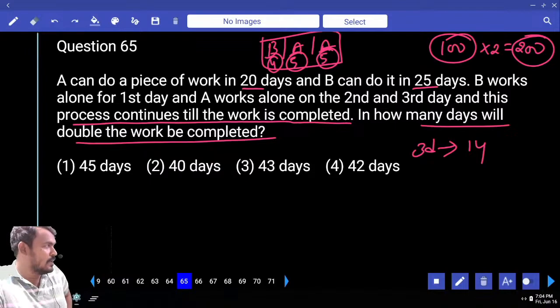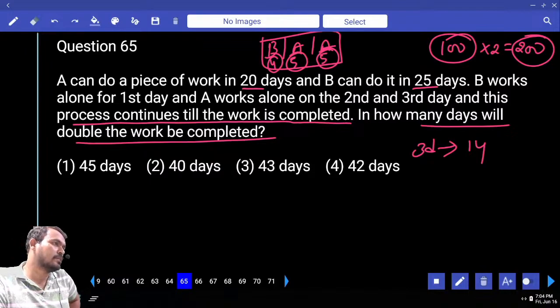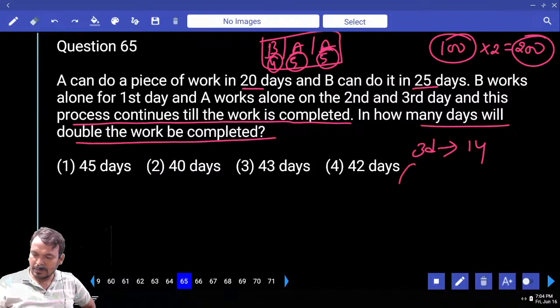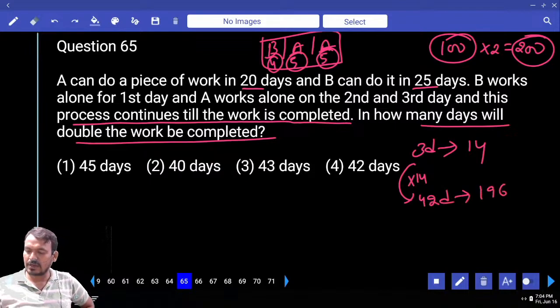14. 200 closer value multiple of 14. 196. 14 14s is how much? 196. Every 3 days we are completed 14 parts. Then it is 14 times means 14 3s is how much? 42 days. After 42 days how many units are completed? 196. Per 3 days 14 parts, 42 days 196. What is the remaining work? 4 parts. Out of 200, 196 completed. What is the remaining? 4 parts.